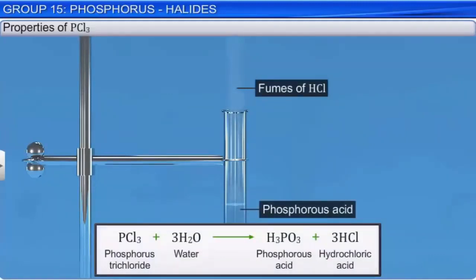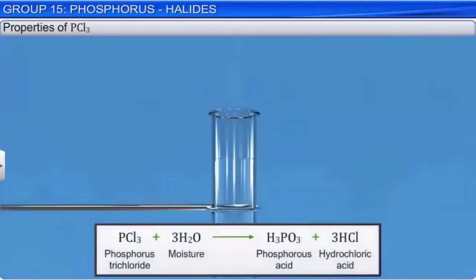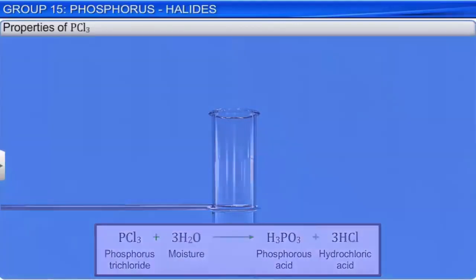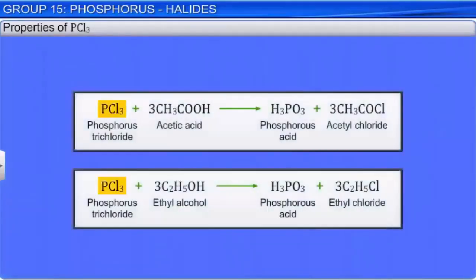As a consequence, it fumes in moist air. Similarly, it reacts with organic compounds that contain hydroxyl groups such as acetic acid and ethyl alcohol to form phosphorus acid as the main product.